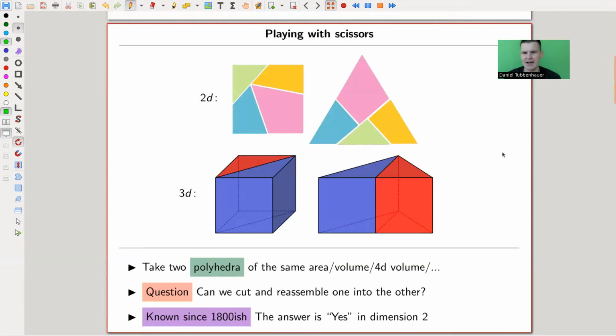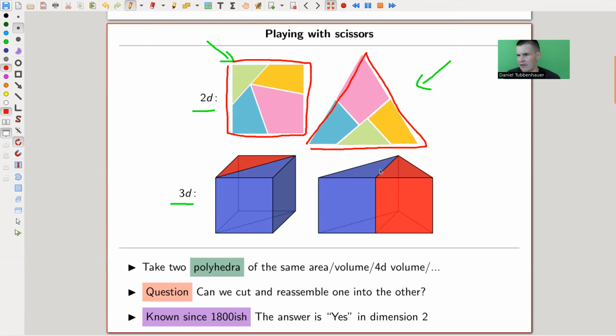What I mean by cutting polyhedra is a game of playing with scissors. You have a polyhedron in any dimension in principle, but I'm really only going to focus on dimensions 2 and 3. So you cut one of them into pieces using the squiggles, and you rearrange it into a new shape. So I cut here my little square and rearrange it into a triangle. I cut here the cube, or someone has cut the cube, and rearranged it into a shape. I don't know what the shape is called. But anyway, into a shape.